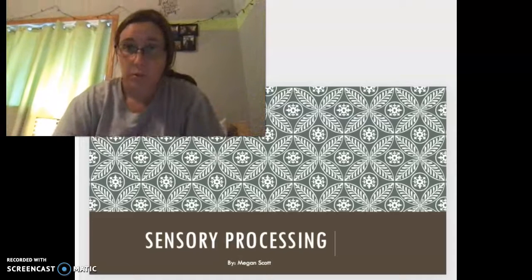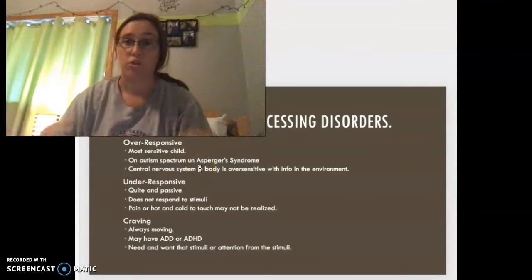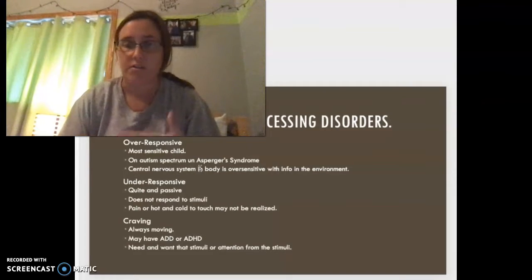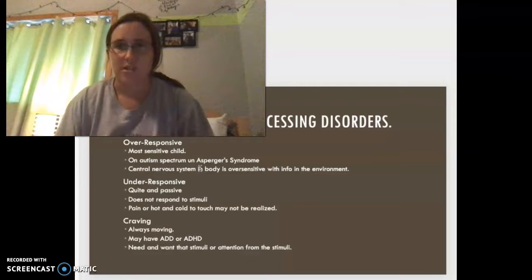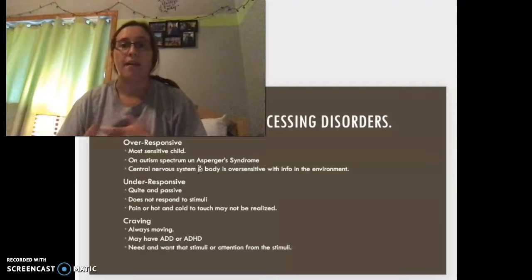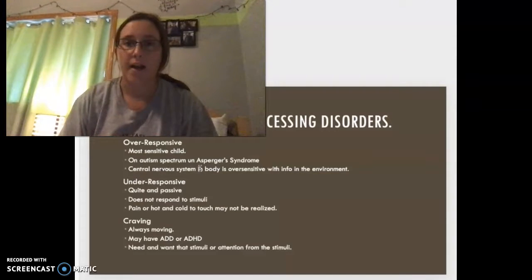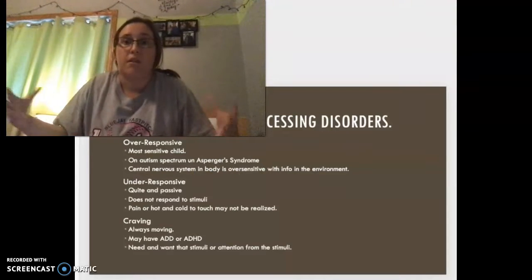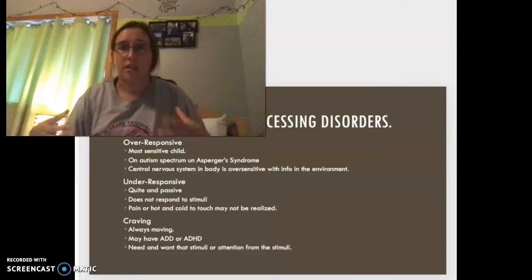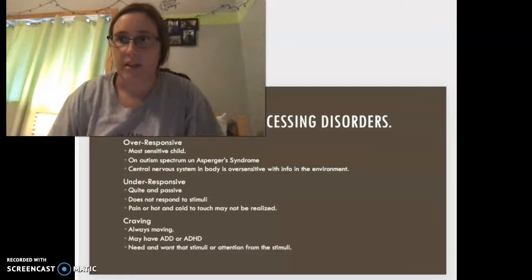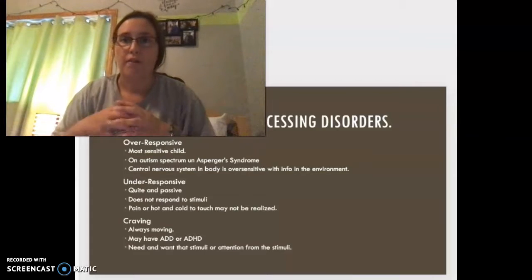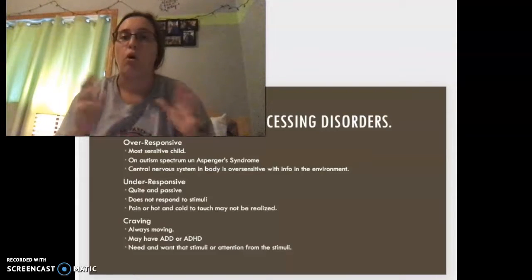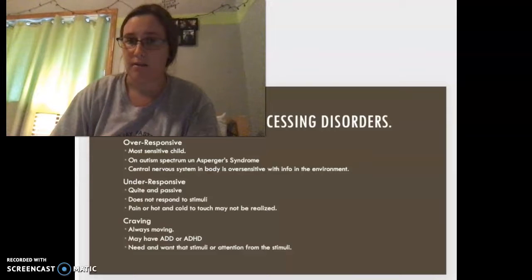So we're going to start out with the types of sensory processing disorders that they may encounter in their classrooms: the over-responsive, the under-responsive, and the craving. As you see, the over-responsive, most of those sensitive children are the ones on the Asperger's spectrum. They have autism. It could be low, it could be high. Their central nervous system in body is oversensitive to information in the environment. There is so much coming at them in the classroom. They could be extremely smart, but all that information, all that tension from people talking, moving, lights could all affect them.